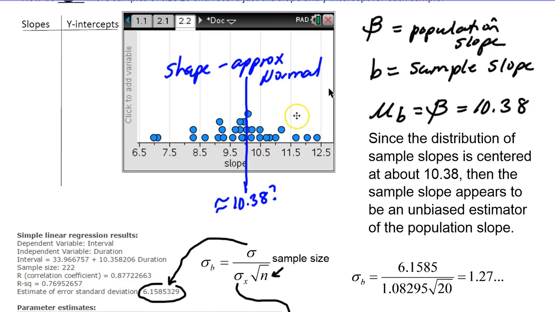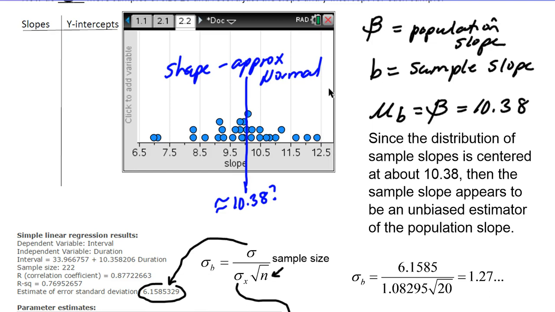When we talk about a sampling distribution, this is a sampling distribution of sample slopes. We want to talk about center, shape, and spread. So it looks like the center is about the same as the population slope. It also looks like the data is fairly unimodal and symmetric, suggesting that it follows a normal model, or at least we hope so, or a t model. Remember, a t model is similar to a normal model with slightly different spread.